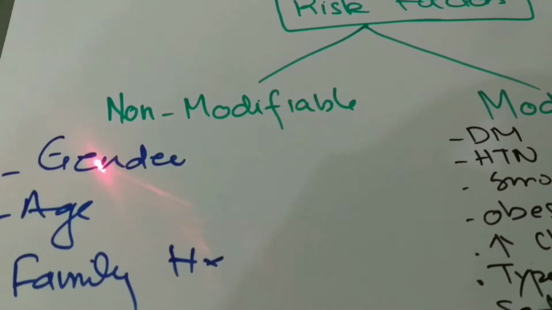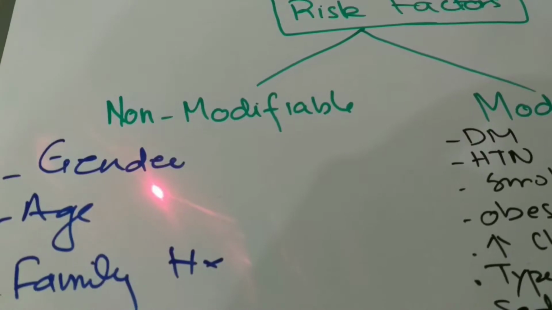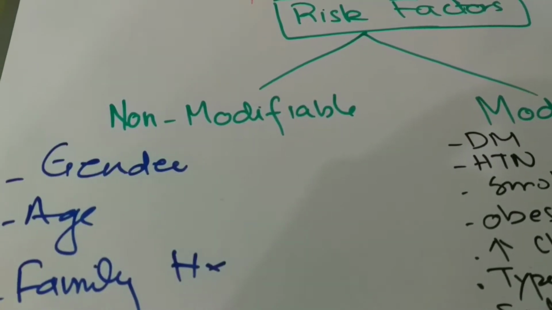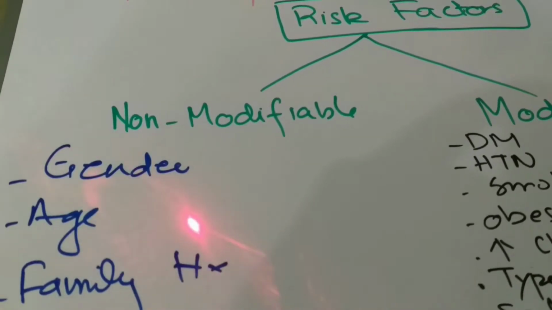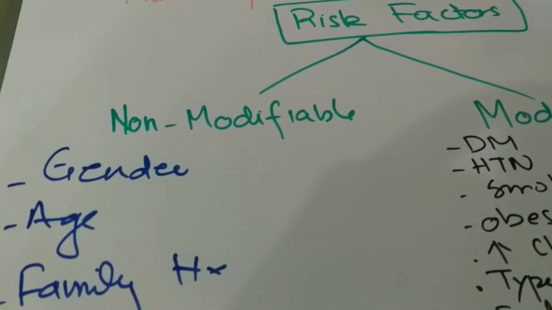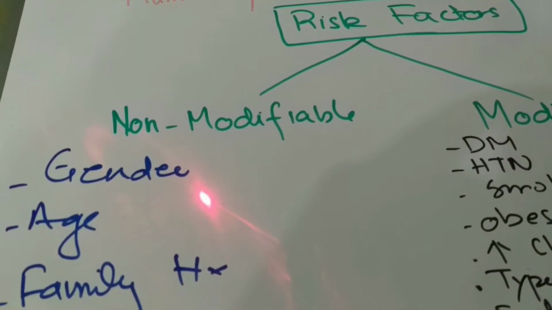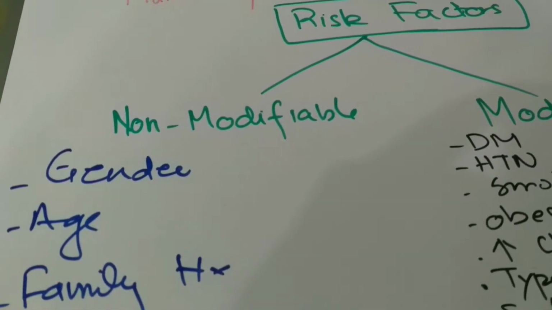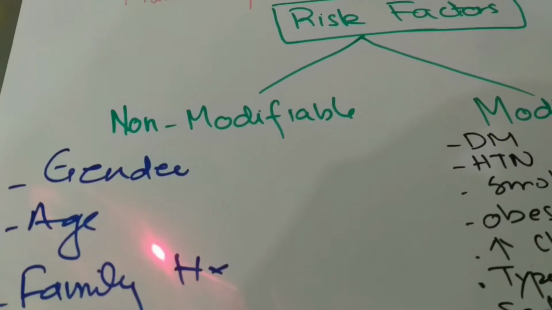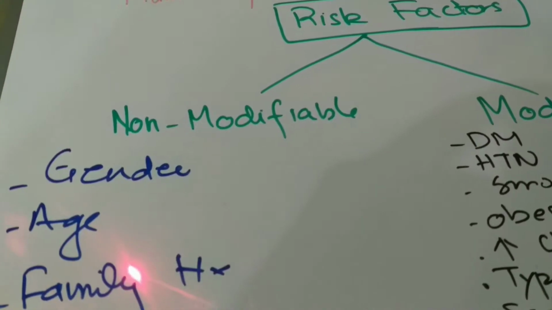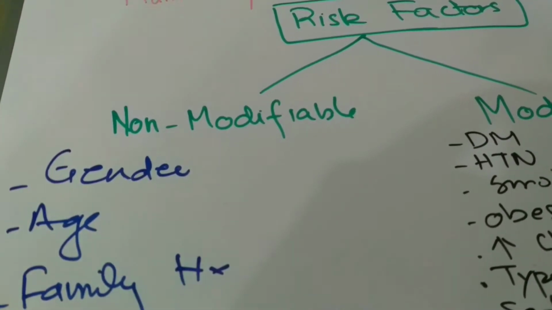For example, males are more prone to develop acute coronary syndrome as compared to females. But in postmenopausal women, this equation changes, and then males and females become equally susceptible to the development of acute coronary syndrome. As one gets older, the risk of developing acute coronary syndrome increases, and those patients who have a very strong family history of acute coronary syndrome are again more prone to develop it.